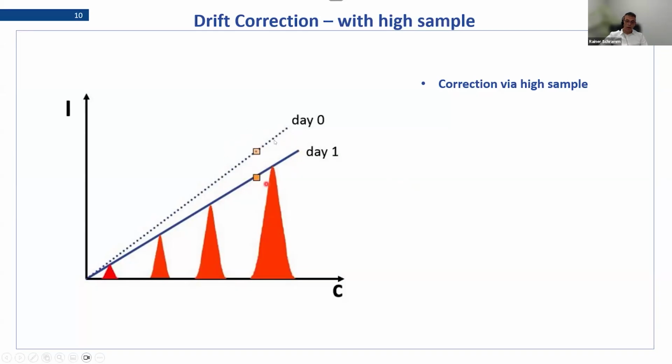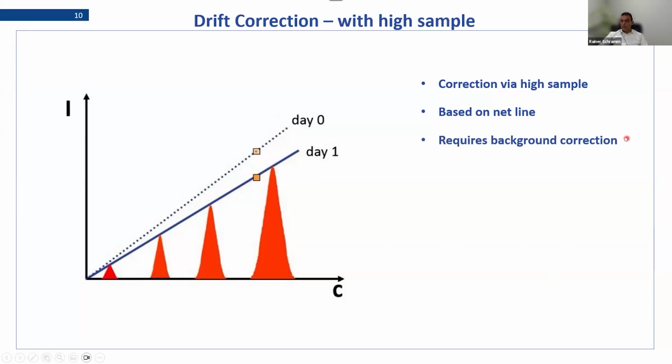But when you use only a high sample, this means that 0 concentration must be 0 intensity. And this is only the case when you use net lines. That means before you correct for drift, you have already subtracted your background. And this is in energy dispersive mostly the case, because there the background is always subtracted and all the calculations are done on net intensities. So a high sample is good enough.